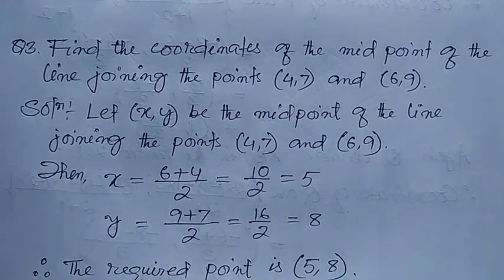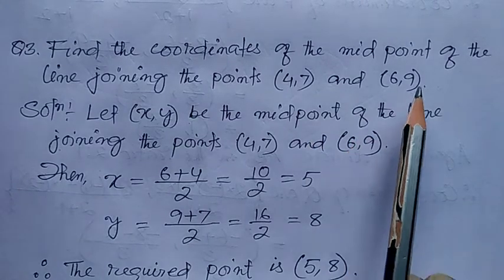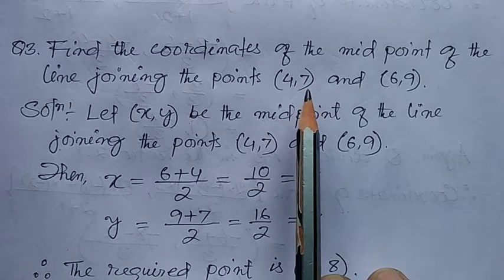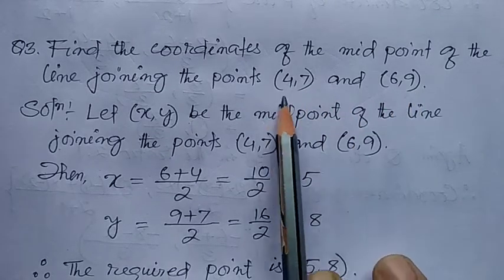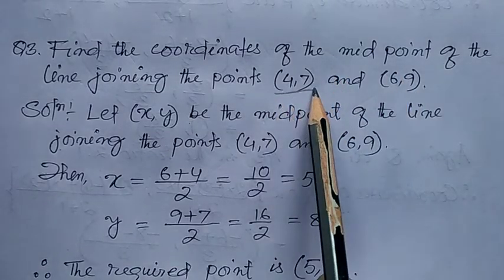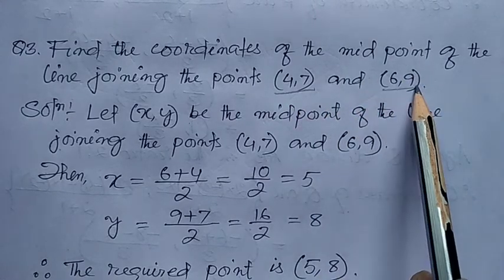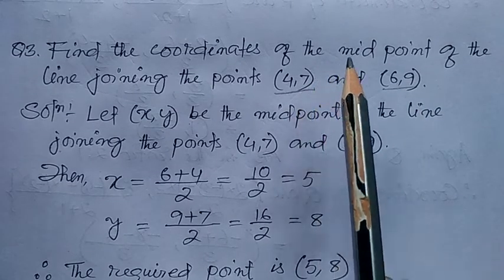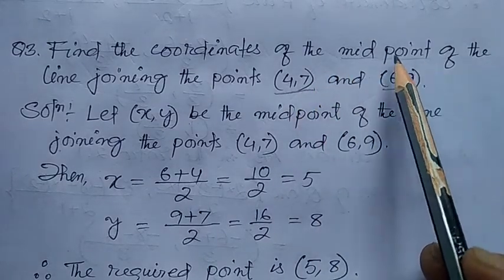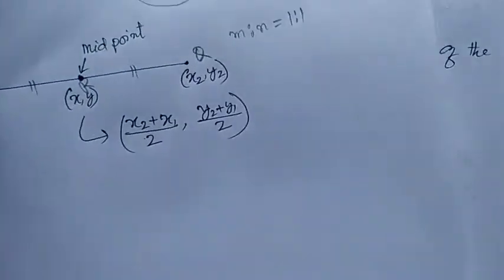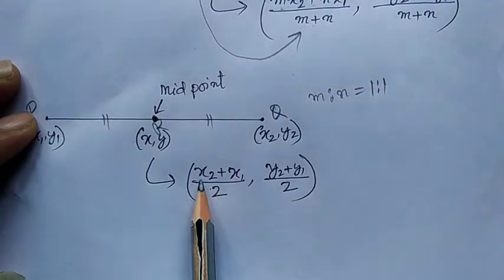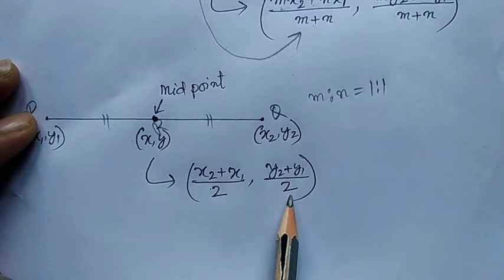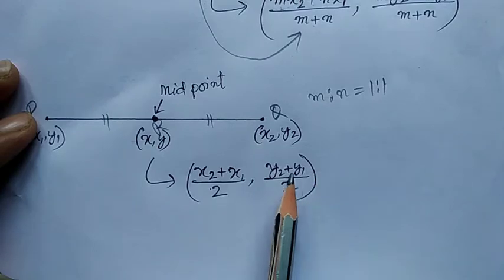Here the question is, find the coordinate of the midpoint of the line joining the points 4, 7 and 6, 9. Here we are given 2 points. So the first one x1, y1, and the second point x2, y2. Now we may ask here, ratio is not given, because the question is to find coordinate of midpoint. To find coordinate of midpoint, we don't need ratio. The formula that we need is x2 plus x1 by 2 and y2 plus y1 by 2. We need x1, y1, x2, y2 value.